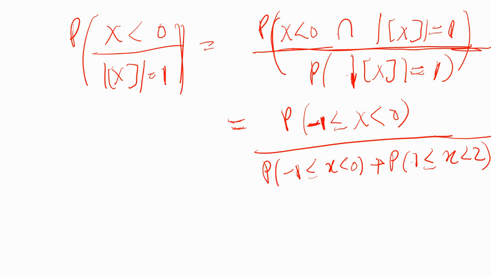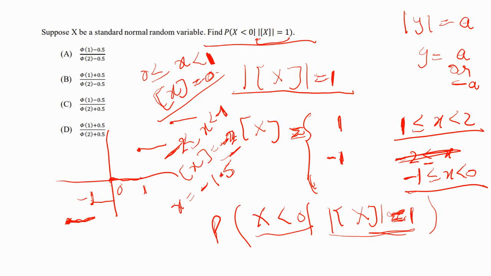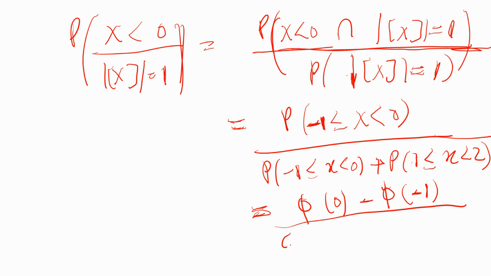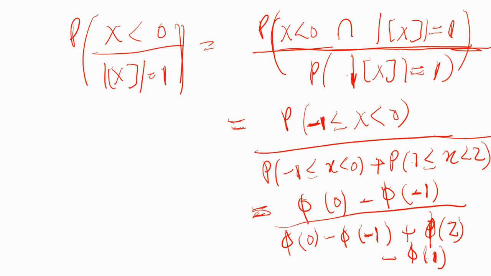Now when x is in between minus 1 to 0, it means phi of 0 minus phi of minus 1. Okay. So this will be minus 1 to 0, it will be phi of 0 minus phi of minus 1. Below, this will be phi of 0 minus phi of minus 1 plus phi of 2 minus phi of 1. Right? Now phi of 0 is 0.5 because it is the mean value.